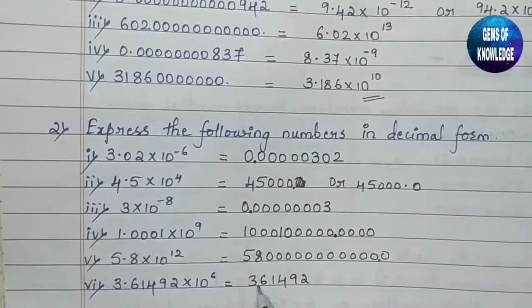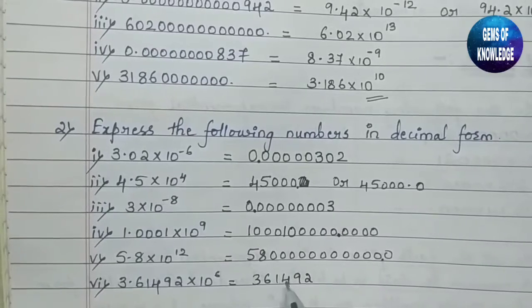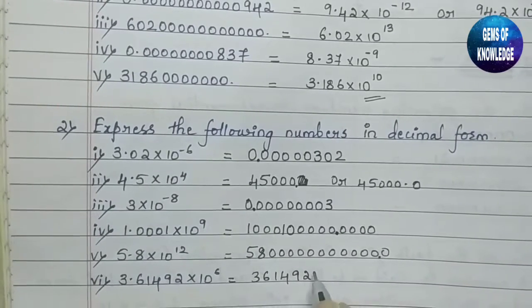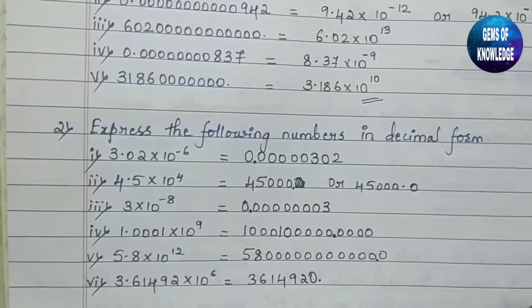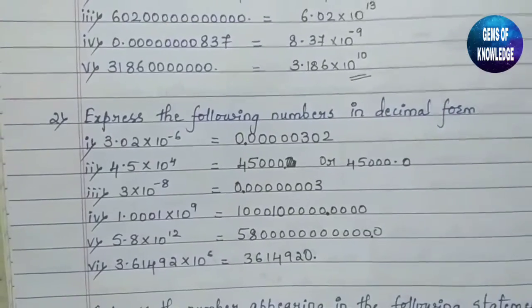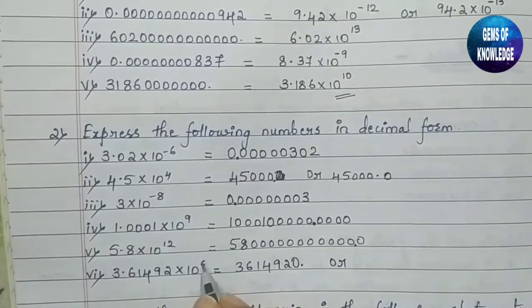Now you have to move it 6 times. 6 numbers you have to move it. 1, 2, 3, 4, 5 numbers you are getting. So you can put one more number here and your point will be here. Okay, or else you can write it like this. Let me show you. So 10 to the power of 6 is given.